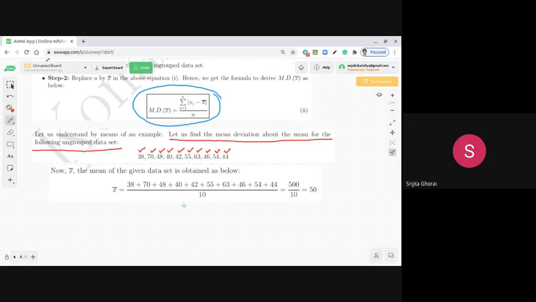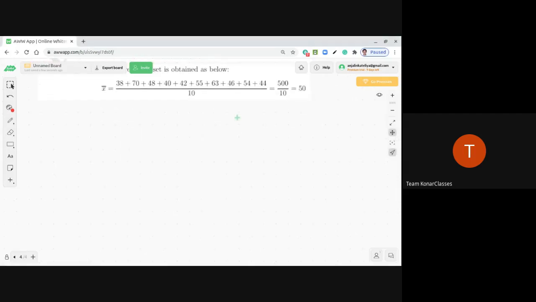This is X bar. Now we are going to find the mod value of xi minus X bar. And for that, I generally recommend students to use a table. If you use a table, then there is very little chance of making mistakes. So let me show it to you. Now we form the following table towards computing the mean deviation about the mean. This table is important.